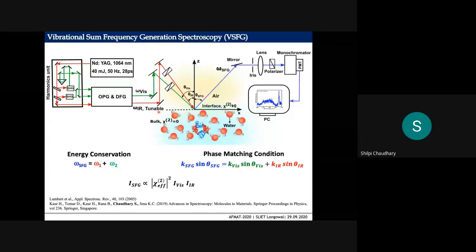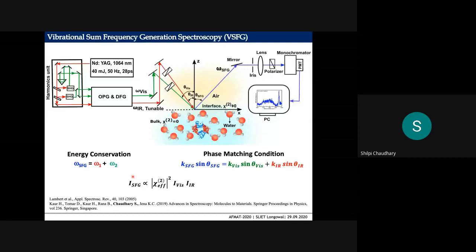So to summarize, SFG occurs when two pulsed laser beams, one of fixed frequency, which is the visible one, and the other the tunable IR in here, achieve spatial and temporal overlap. So there has to be both kinds of overlap at an interface in here. The light is emitted at the sum of the two incident frequencies. So this omega SFG is going to be the sum of omega visible and omega IR. This is where the energy conservation condition holds true.